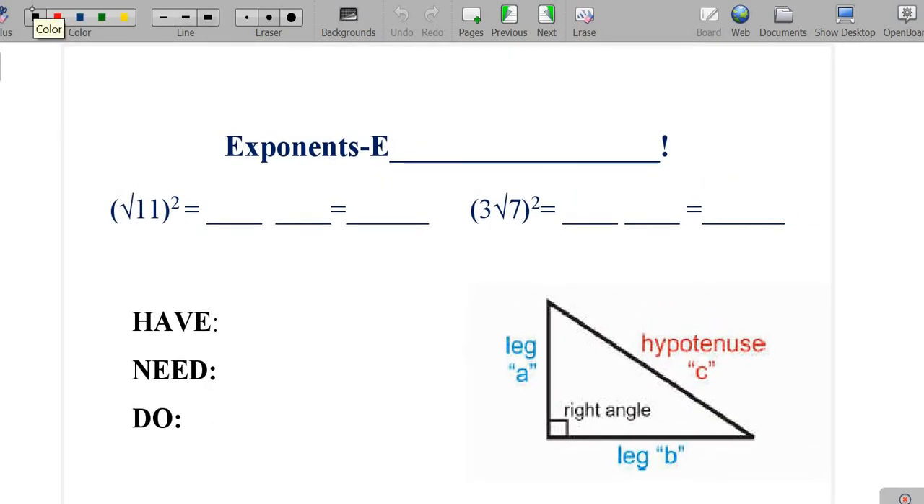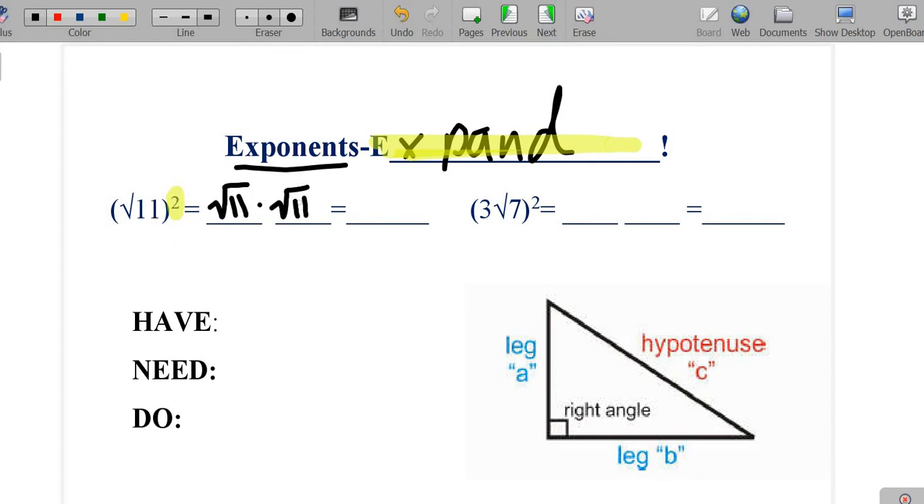Really key understanding. We're going to be dealing with a lot of radicals and square roots. Exponents, expand. Whenever you have an exponent, always expand it into what it actually means. So root 11 squared means root 11 times root 11. And last class, you figured out that anytime a radical is times itself, you get that perfect square, which just becomes the number on the inside.